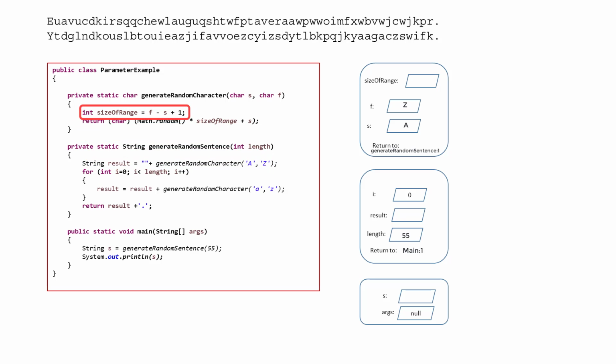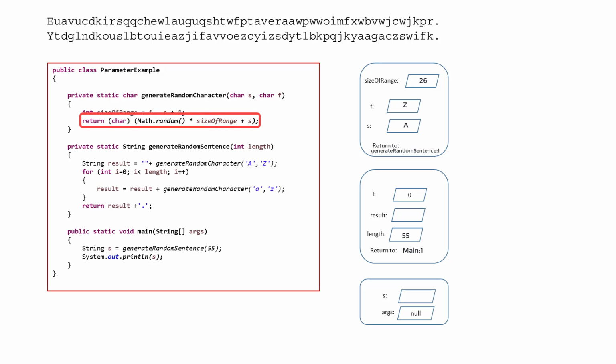So now we're ready to begin executing generate random character. The first thing it does is take the characters that we were given and do some math on them. That's going to turn them into integers first. So F is capital Z, which has an ASCII value of 90. S is capital A, which has an ASCII value of 65. So F minus S is 25, plus 1 is 26. So that's what will go into size of range.